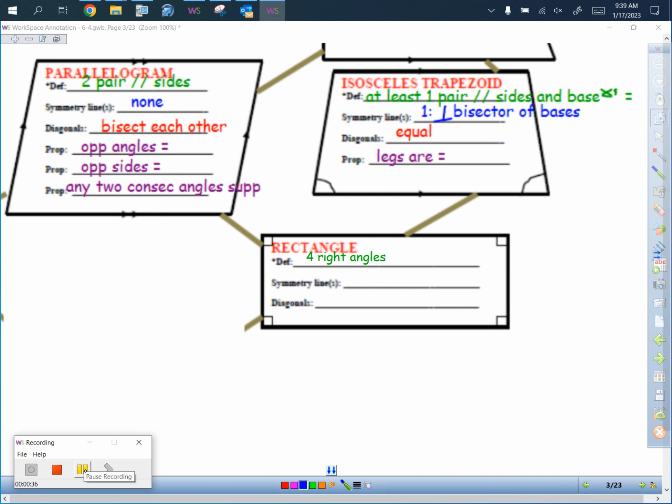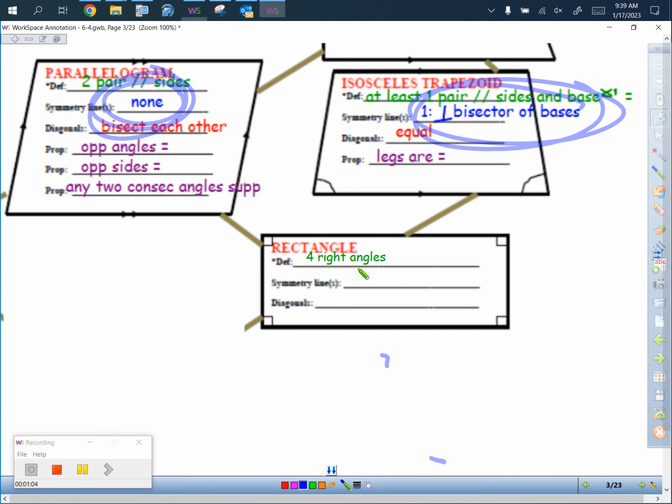And then next is the symmetry lines. You got to look at where it came from, their parents. Let's see if the rectangle is even going to have any symmetry lines. I don't care which one's mommy and daddy, but does the parallelogram have any symmetry lines? Nope. Does the isosceles trapezoid have any symmetry lines? What do you think? It has one. So if either mom or dad has something like that going on, then the baby will have it.